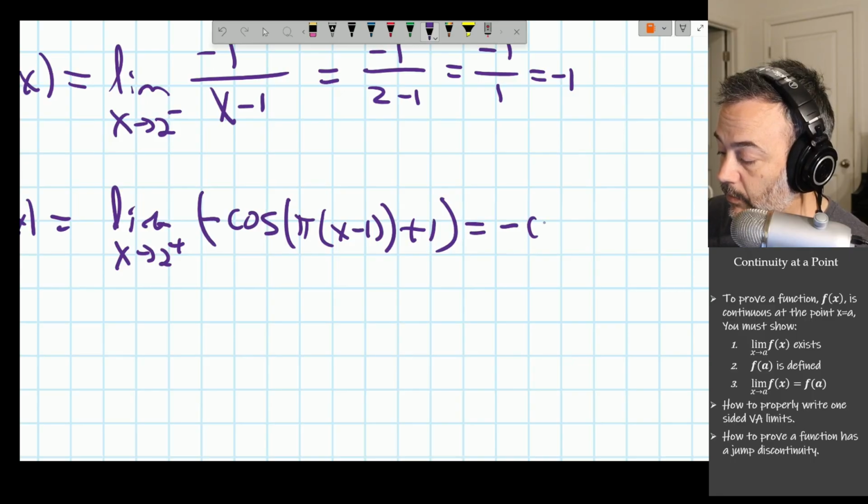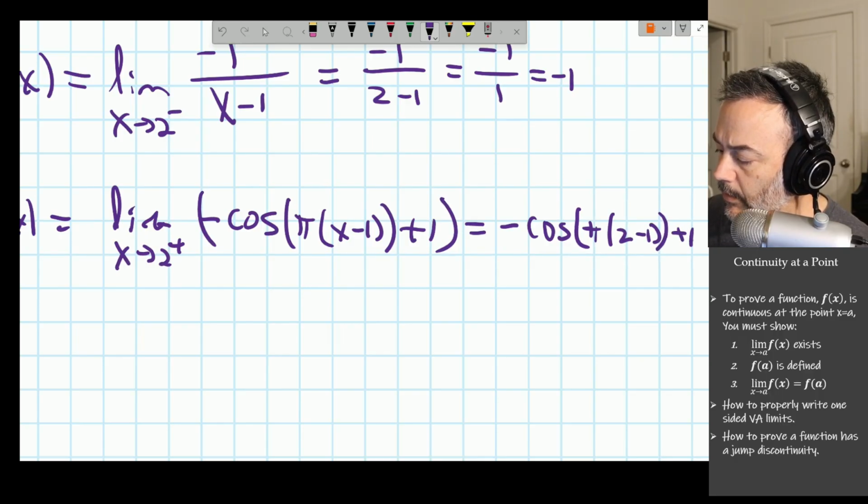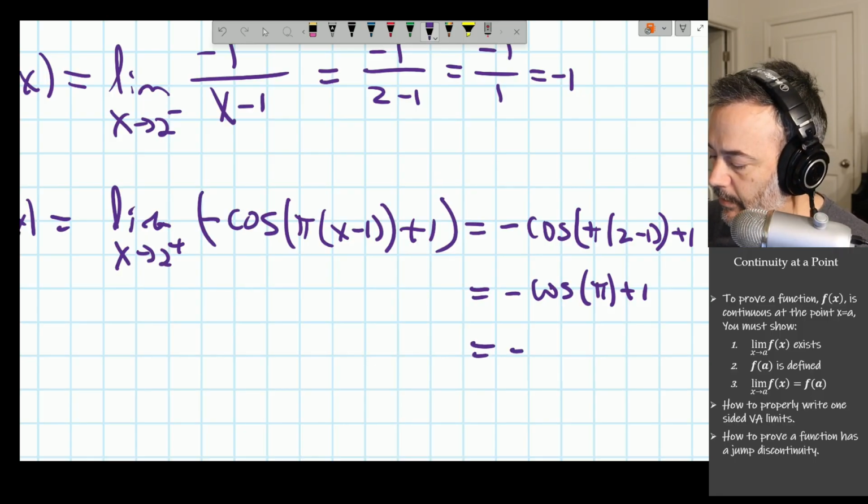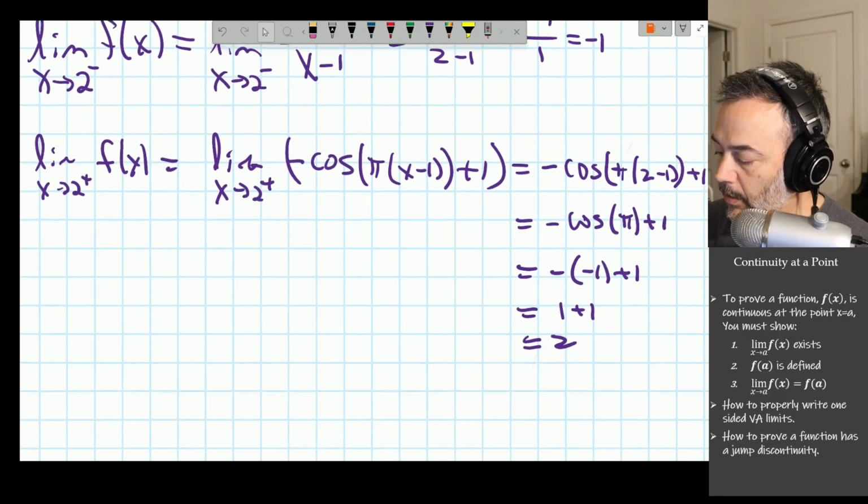So I now can drop the limit notation. It's just negative cosine of pi times (2 minus 1) plus 1. But what's that? That's negative cosine of pi plus 1. Cosine of pi is negative 1. So this is negative negative 1 plus 1. And that is 1 plus 1, which equals 2.